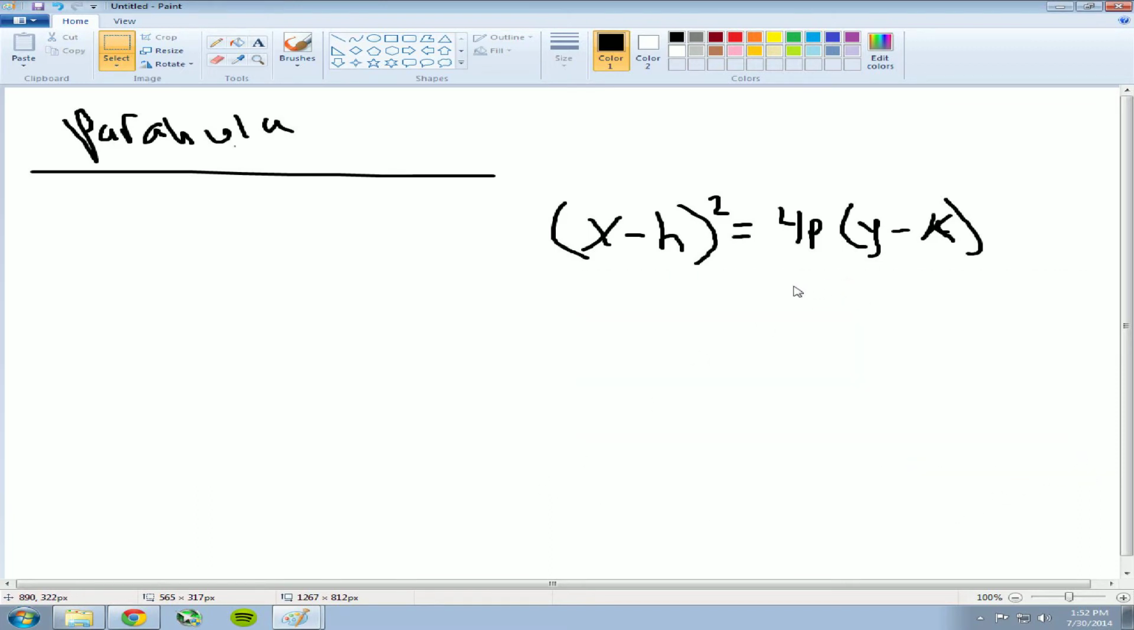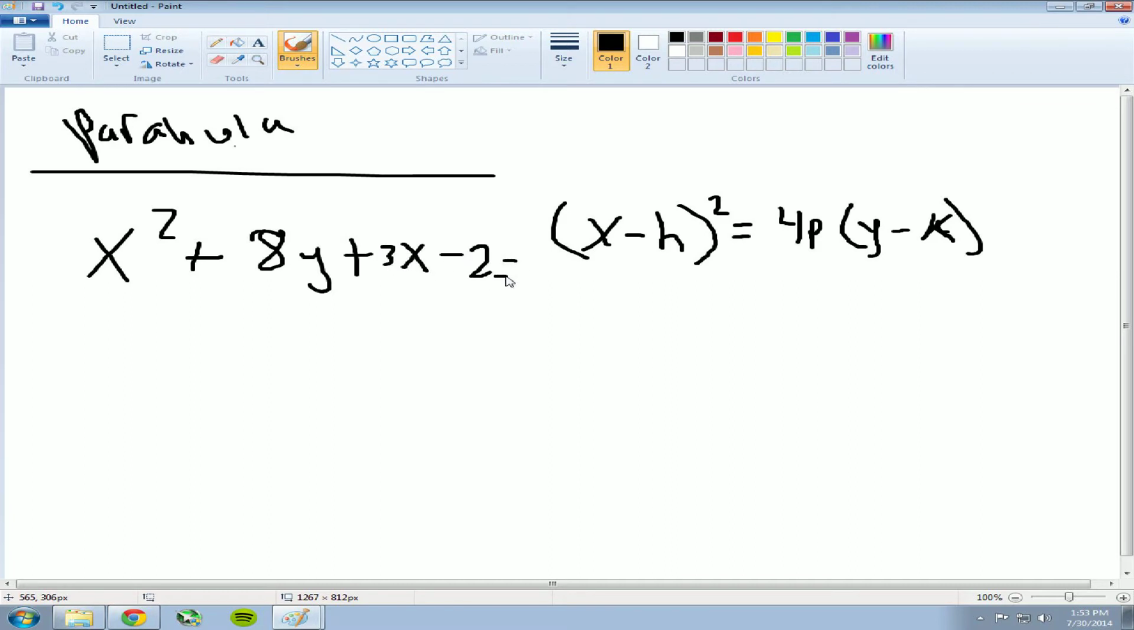This is all cool and all, but how would we apply this? So I'm going to make up a random parabola. Hopefully it works out. I'm going to say x squared plus 8y plus 3x minus 2 equals 6. Oof. Well, right off the bat, we notice that there's only one square in this whole thing, so it's going to be a parabola.